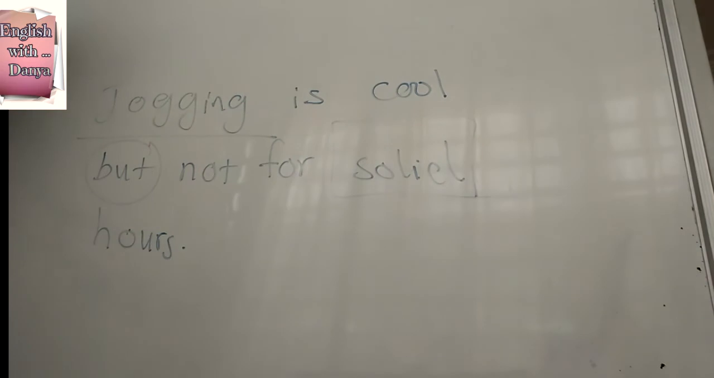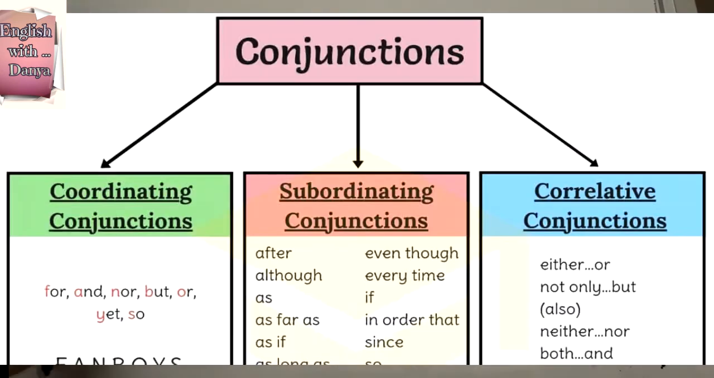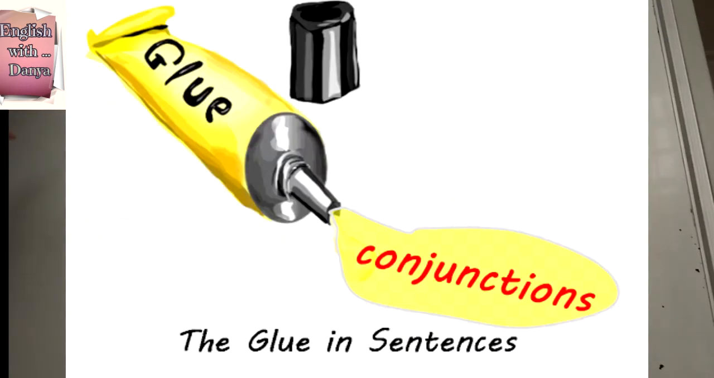Solid hours means straight hours, like going on for hours, where you jog without taking a break. That is called solid hours. So basically there are so many different kinds of conjunctions that you can use in connecting sentences together.